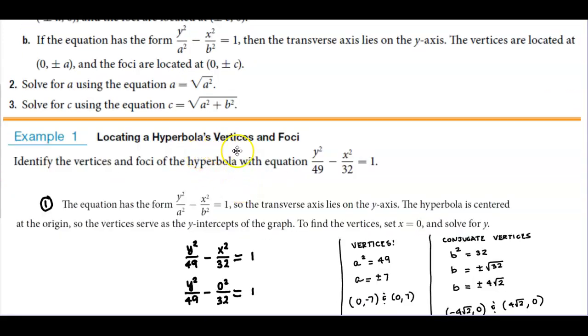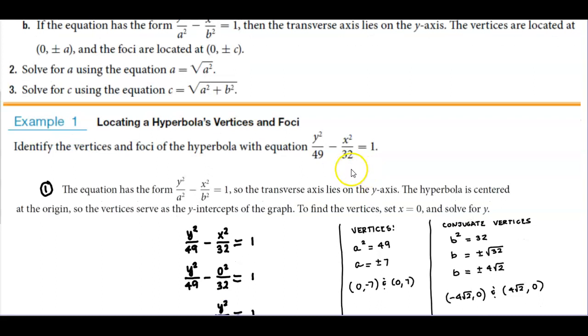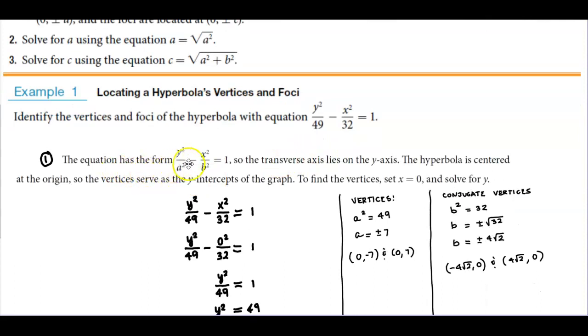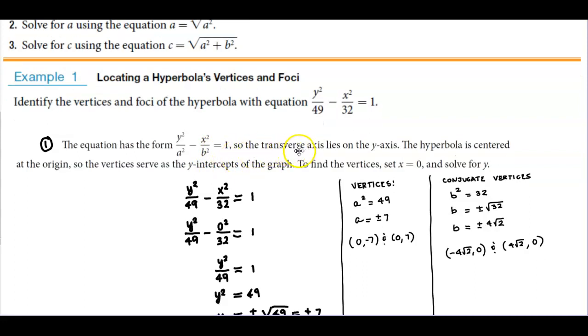Now, locating a hyperbola's vertices and foci. Identify the vertices and foci of the hyperbola with the equation y squared over 49 minus x squared over 32 equals 1. So, the first thing we want to do is look at which term is negative and which term is positive. Well, the y squared over 49 is a positive term. So the equation has that form, y squared over a squared minus x squared over b squared is equal to 1. So the transverse axis lies on the y-axis.